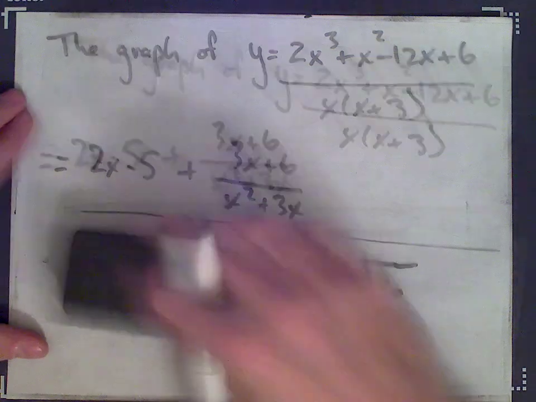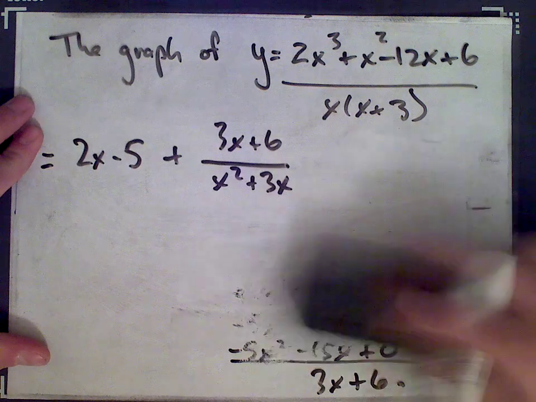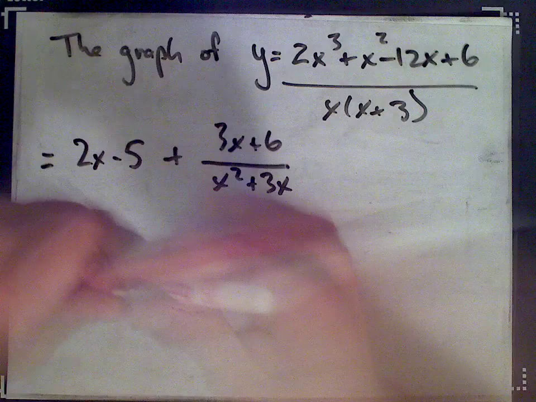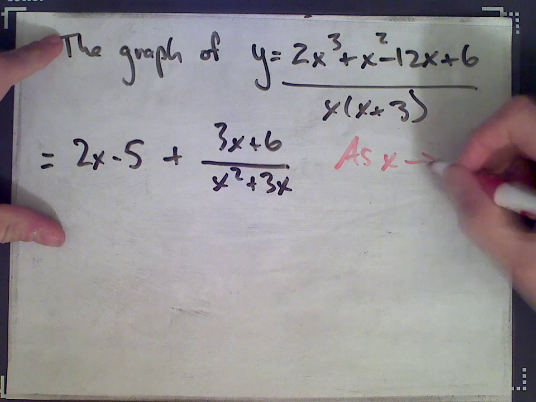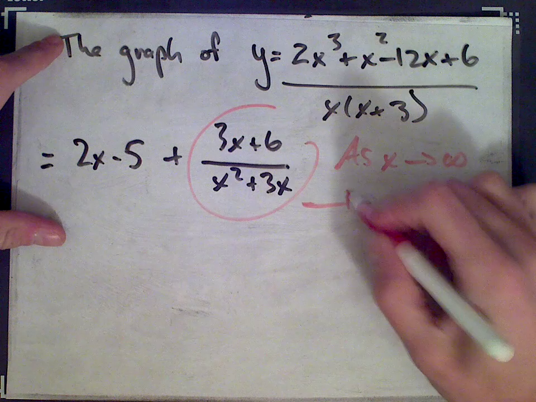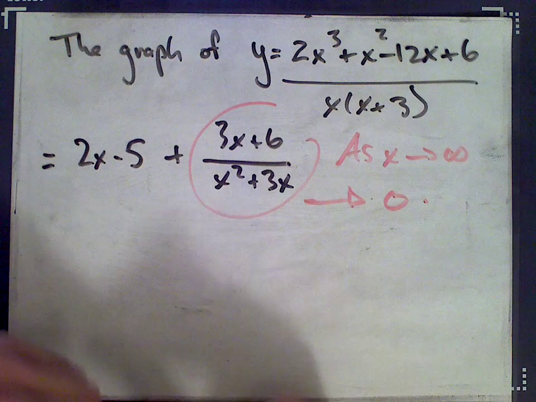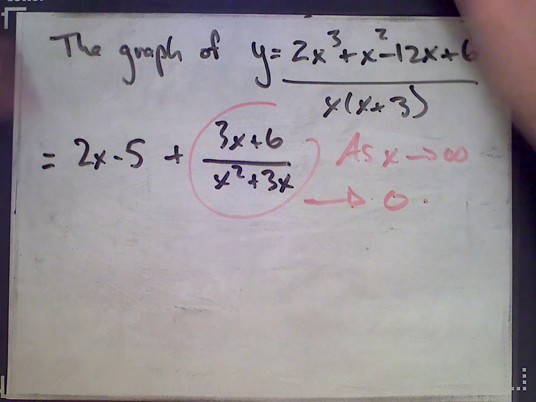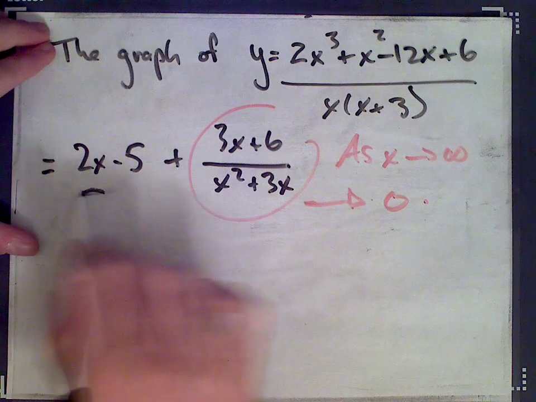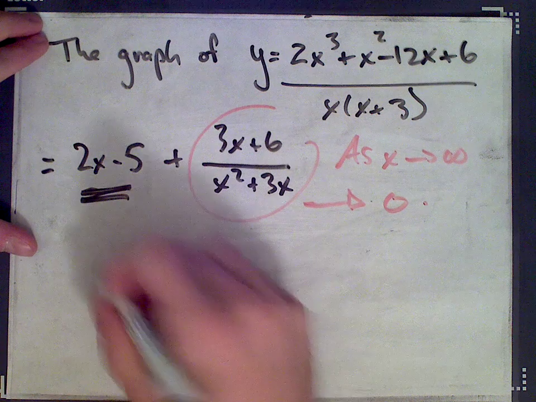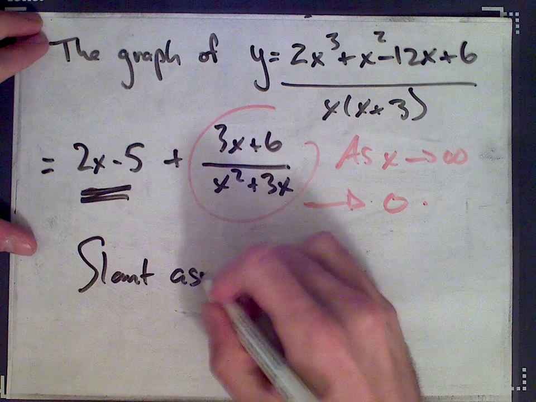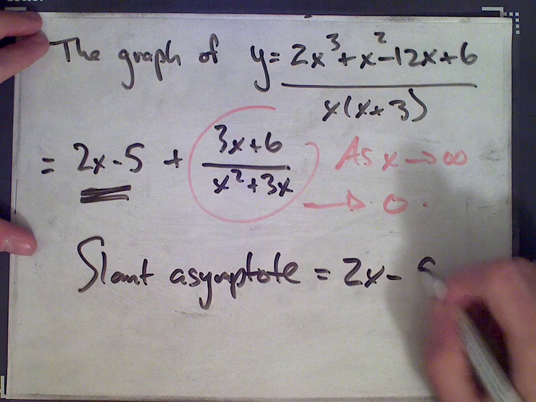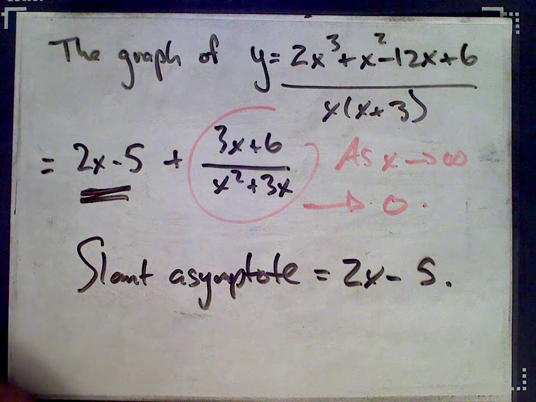So let me erase what's down here and just explain what we have. What we see is that as x goes to infinity, this term here approaches 0 because the degree of the denominator is 2 and the degree of the numerator is 1. And so as x goes to infinity, this function starts to look more and more like this function here, and that's the slant asymptote. So the slant asymptote is 2x minus 5. And that's the answer to question number 13.